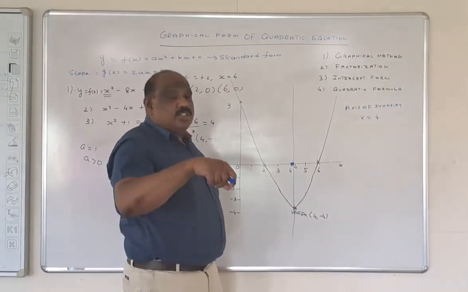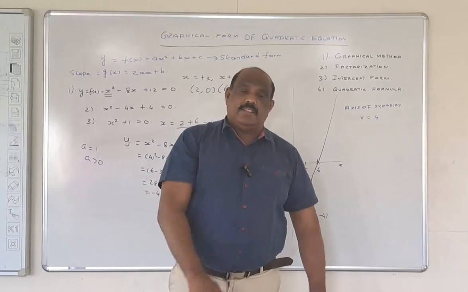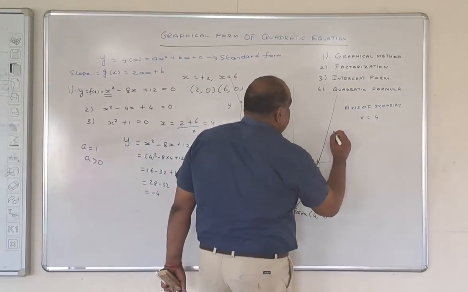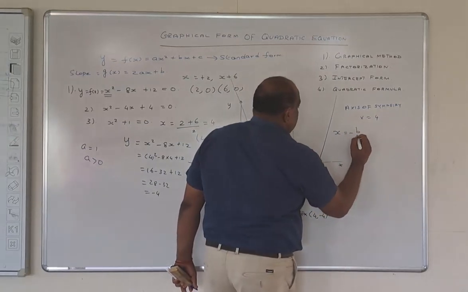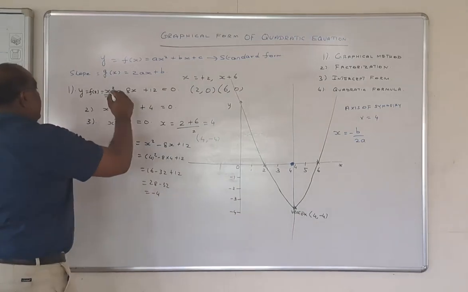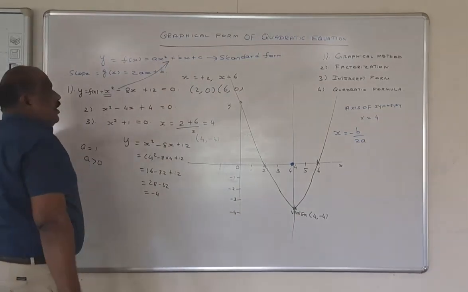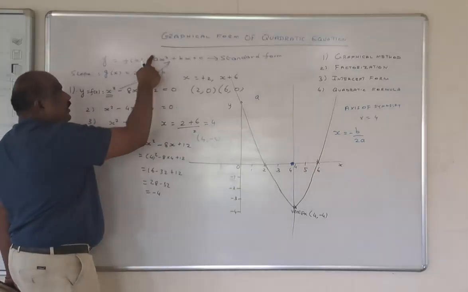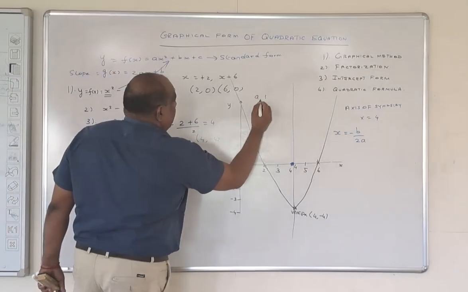There is also a formula to find the axis of symmetry. That formula I will tell you right now. x equal to minus b by 2a. x equal to what? Minus b by 2a. Now compare this equation with this equation. So what is the value of a now? a equal to the coefficient of x squared, 1. What is the value of b?